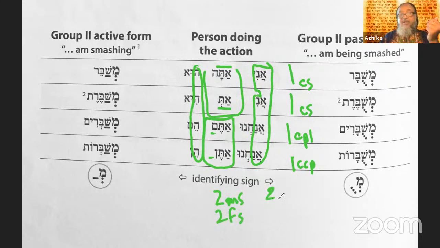It's still talking about the second person. And that'll be an M plural. And that'll be the second person. This one right here will be a second person feminine plural. So that's the person doing the action.